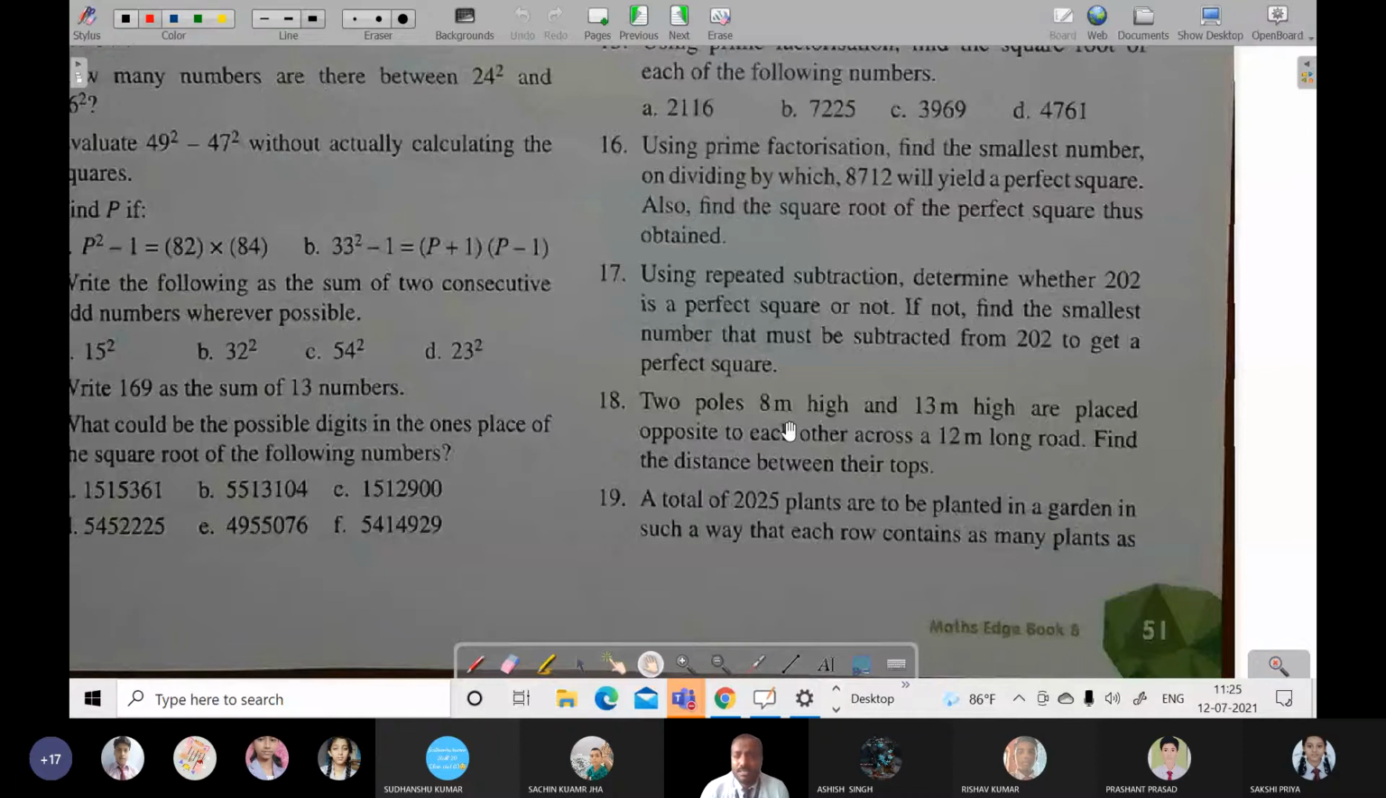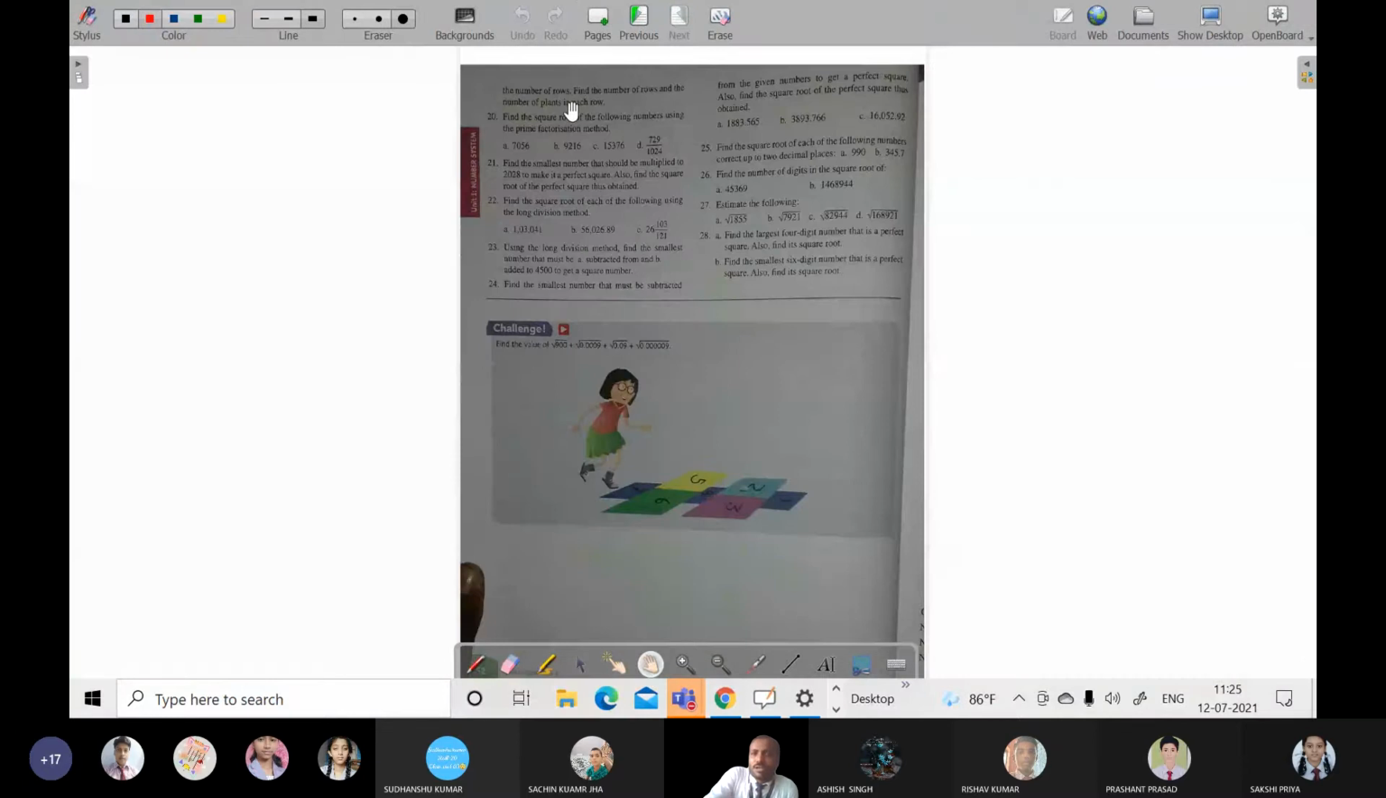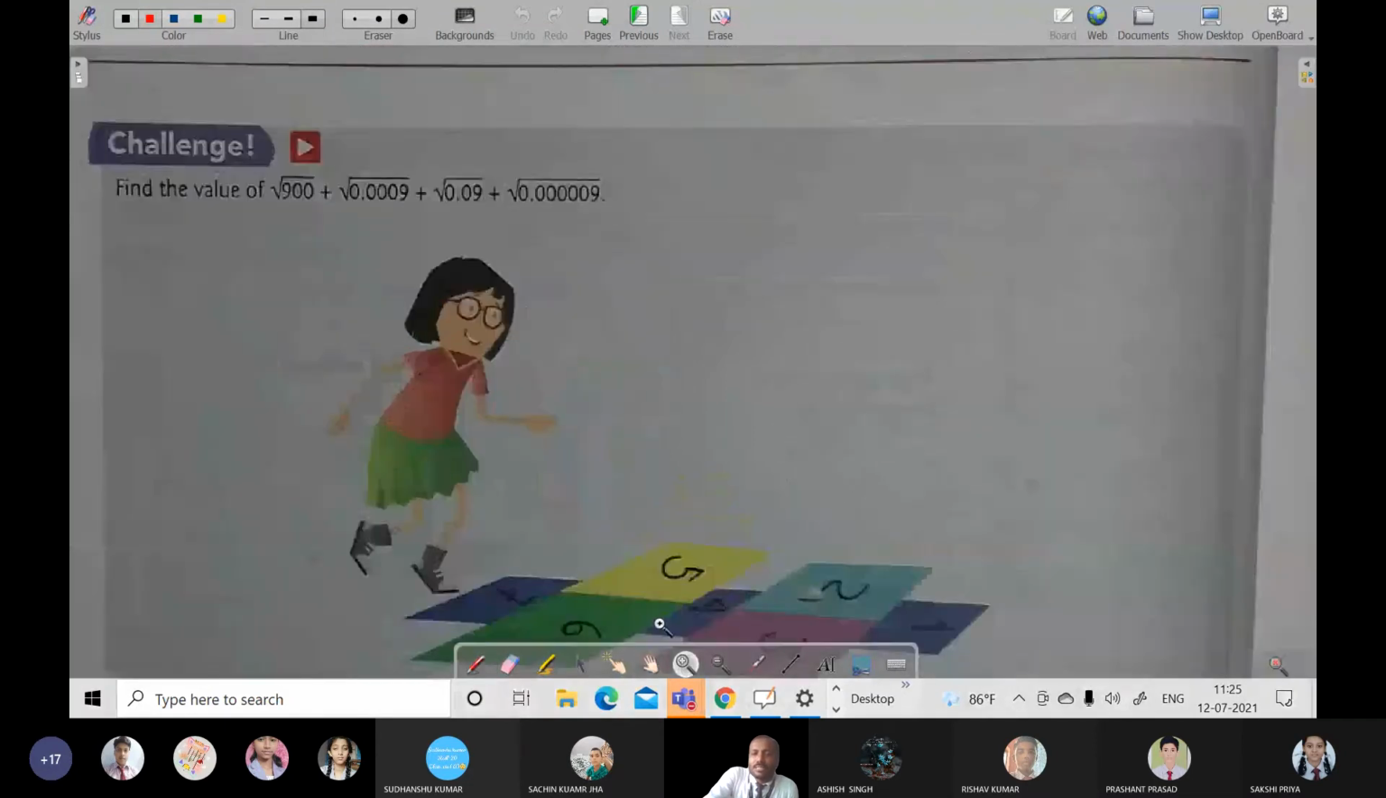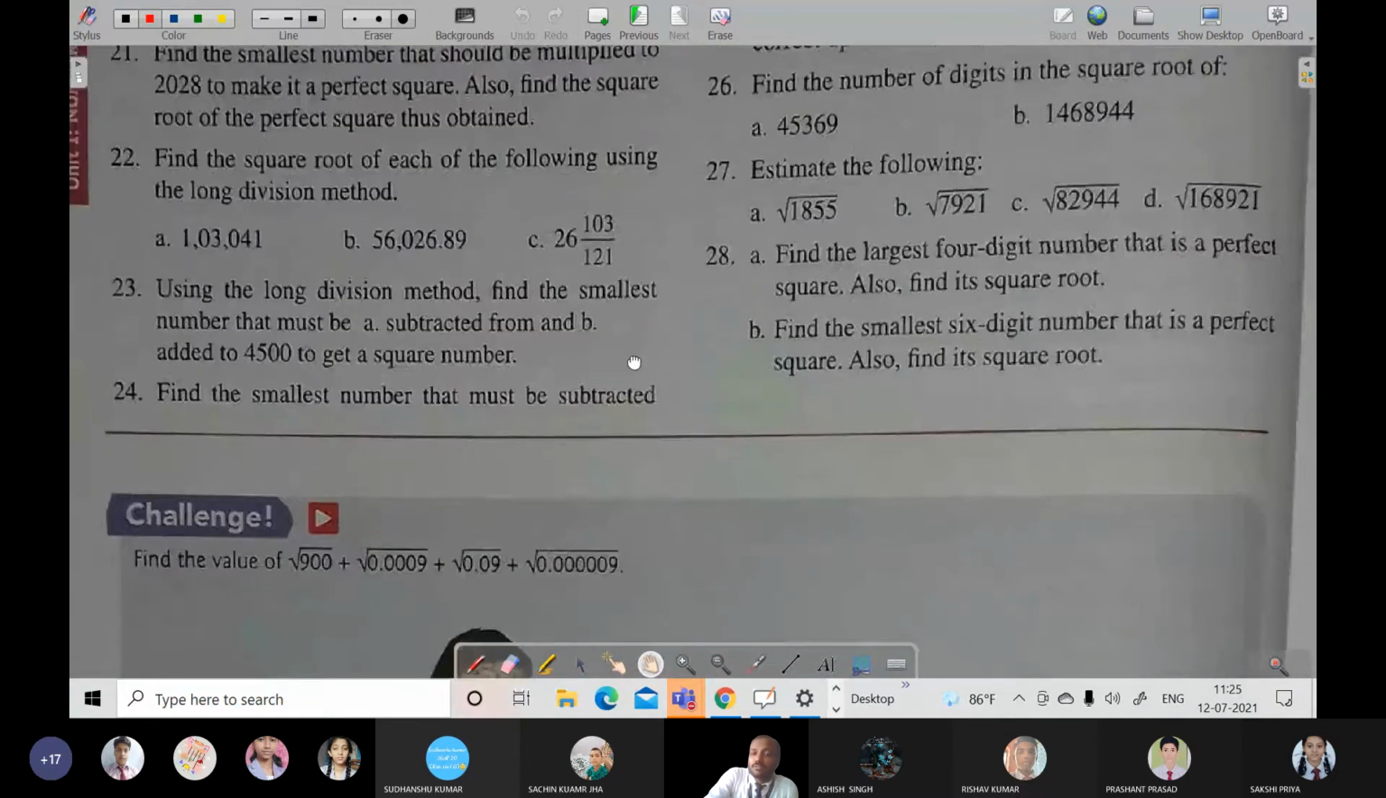A total of 2025 plants are to be planted in a garden in such a way that each row contains as many plants as the number of rows. Find the number of rows and the number of plants in each row. Of course, here also you have to find a square root, because each row has a number of plants equal to the number of rows.